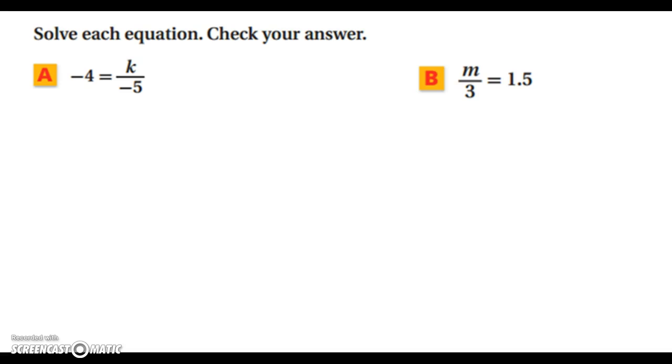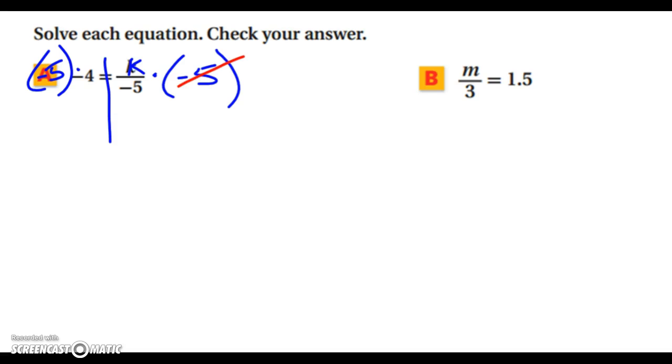So you still, first of all, want to figure out what's happening to your variable. So if I'm looking at A, K is being divided by -5. And in order to solve for K, I have to do the opposite, or the inverse of dividing by -5, which means multiply by -5. And I want to do that to both sides.